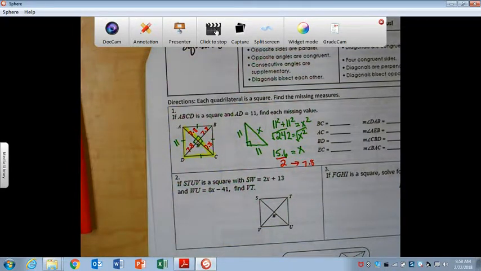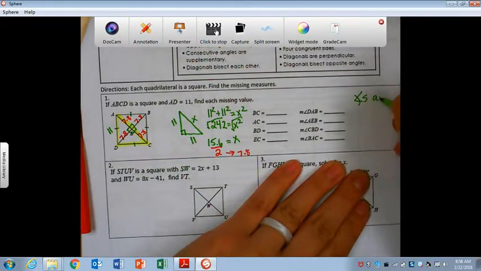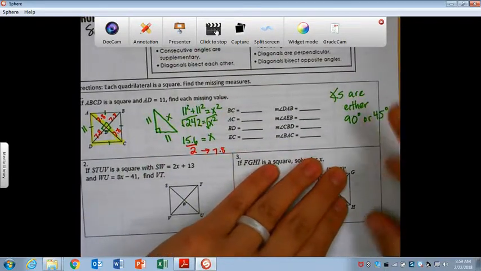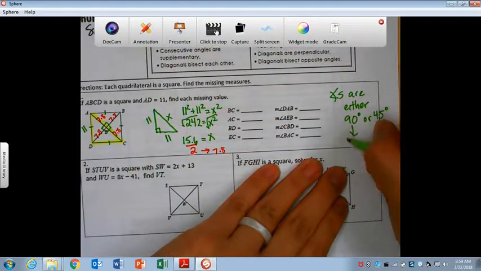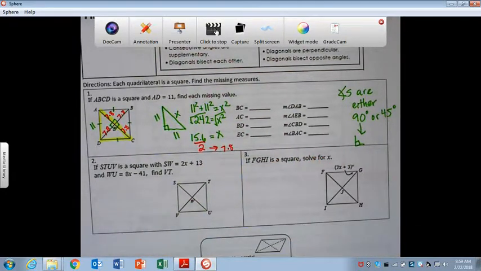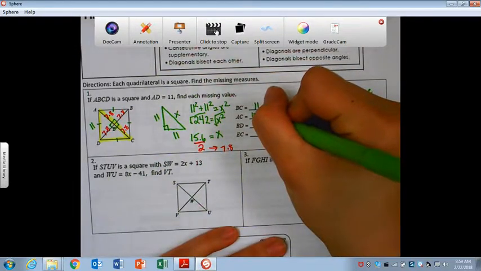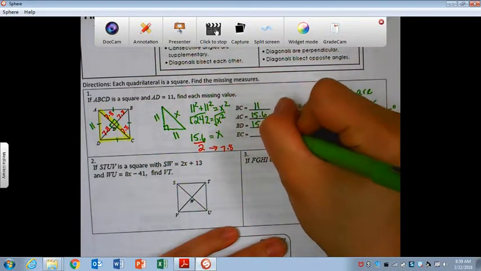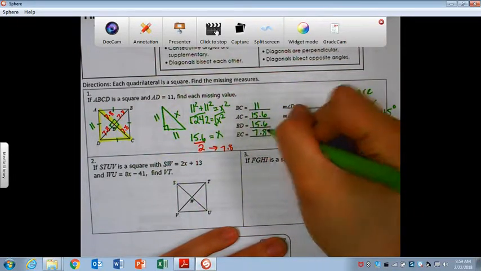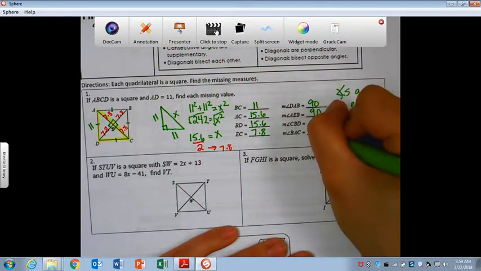Also, about a square, angles are either 90 degrees or 45 degrees. Well, you all know what 90 degrees looks like, right? It needs to look like an L. So if it doesn't look like an L, then it's going to be 45. So let's fill in all the missing things. Here's 11, 15.6, 15.6, 7.8, this is 90, this is 90, and the remaining two are 45.